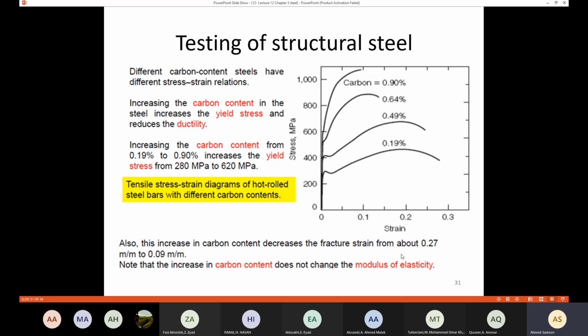But you need to understand this: even though we have all of these changes, the value of the modulus of elasticity is going to be the same. So here, if you measure the slope, which is the modulus of elasticity, it is going to be the same for the different carbon contents. You need to remember this.